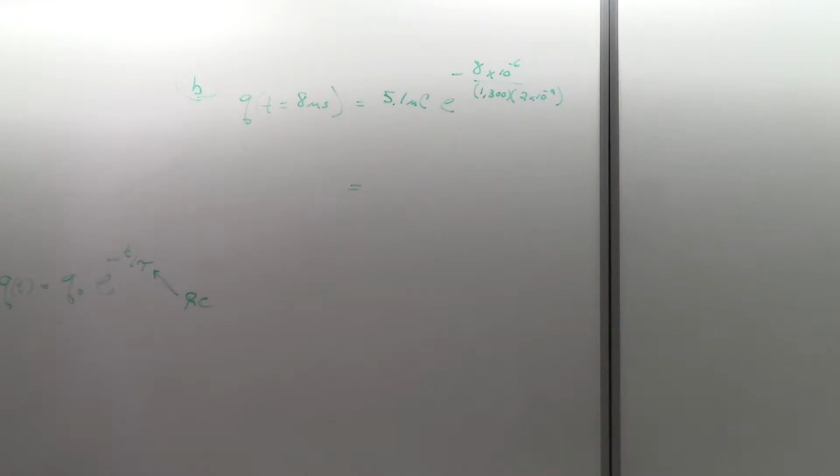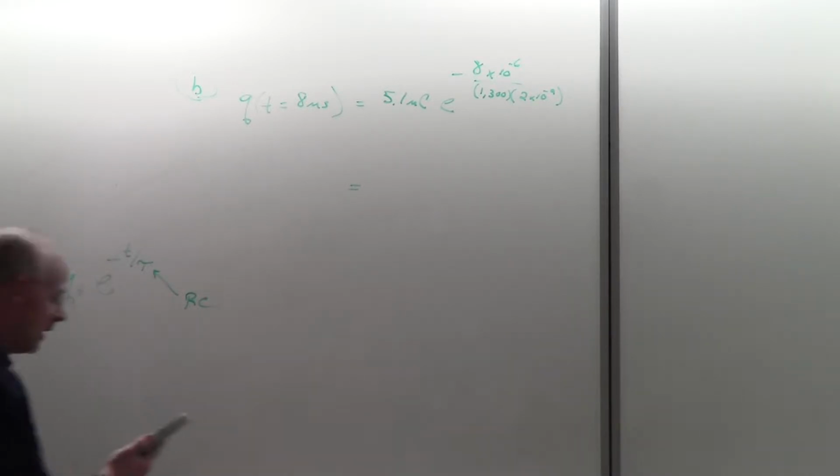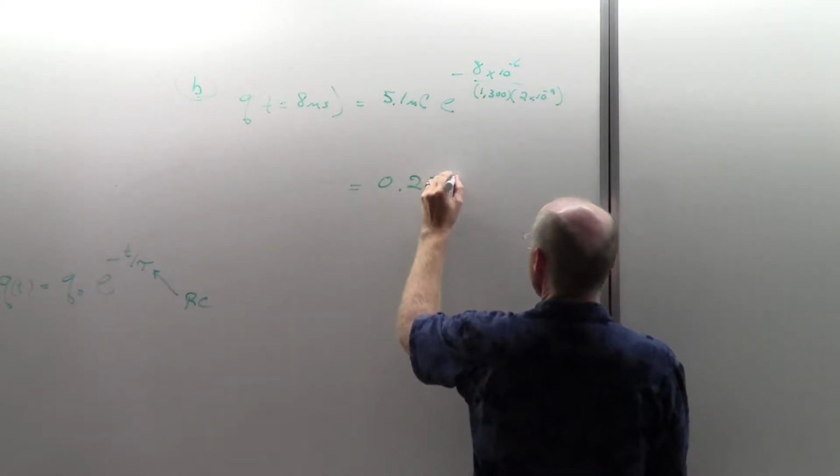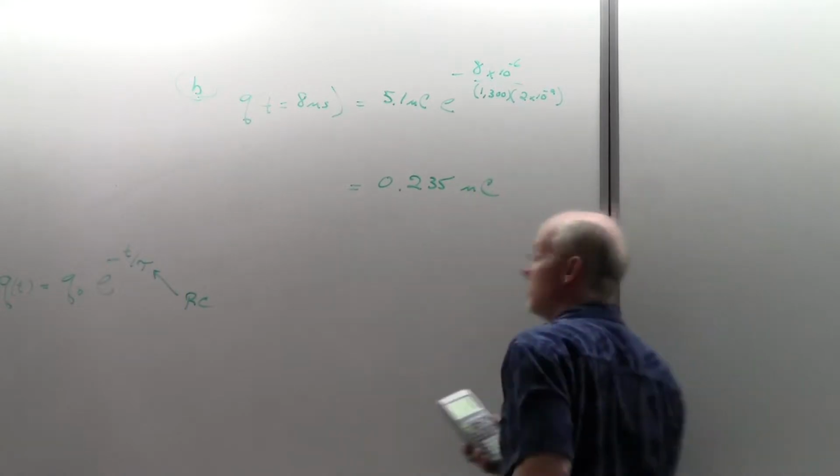So in the exponent, I have 8 times 10 to the negative 6 divided by 1,300 divided by 2 times 10 to the minus 9. And now if I go e with a negative of that answer and then multiply by the 5.1 that I start with, I get 0.235 microcoulombs.